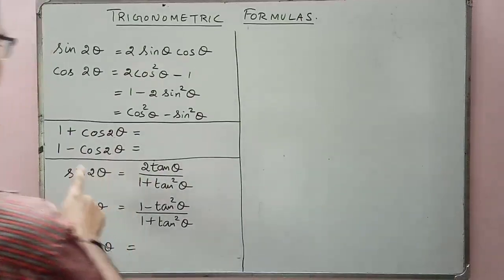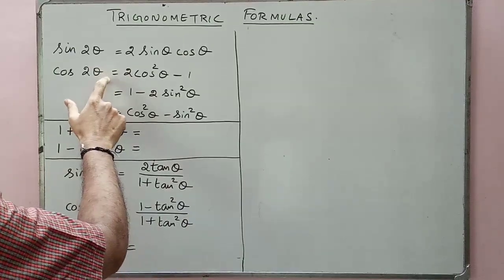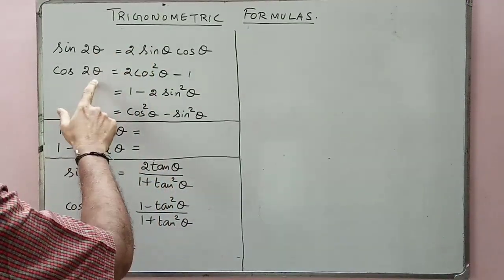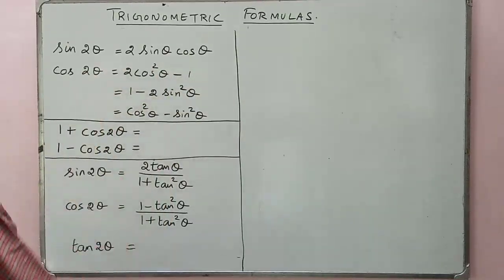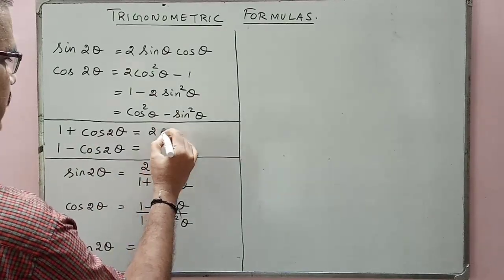Okay children, now 1 plus cos 2 theta, this can be remembered using this formula. Only this you have to remember. From this we can write this formula. You see here, cos 2 theta is 2 cos square theta minus 1. This minus 1 moved to the other side, or you can say adding 1 on both sides. So when I move this minus 1 on the other side, I will get 1 plus cos 2 theta is equal to, yes, you are right, 2 cos square theta.